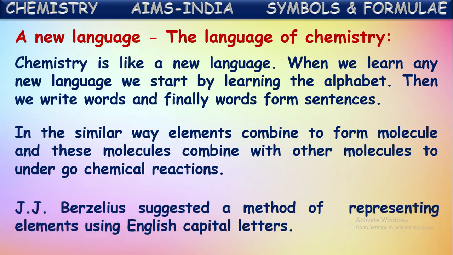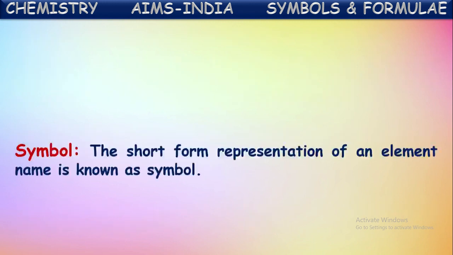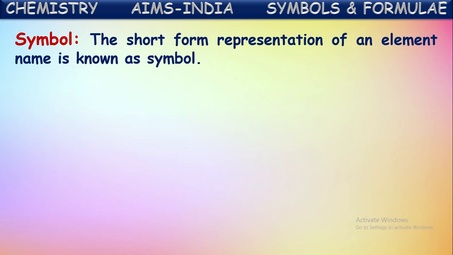J.J. Berzelius suggested a method of representing elements using English capital letters, which is called a symbol. The shorthand representation of an element's name is called its symbol. Instead of writing the complete name of an element in chemical reactions, just by writing a symbol we can represent an element. That shorthand representation of the element's name is called the symbol of that element.